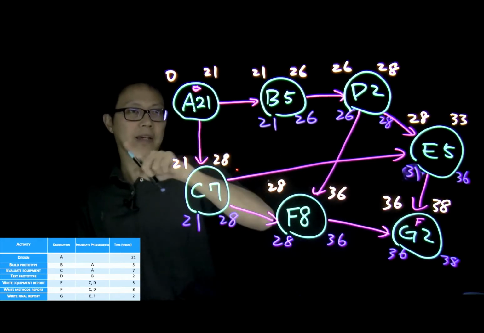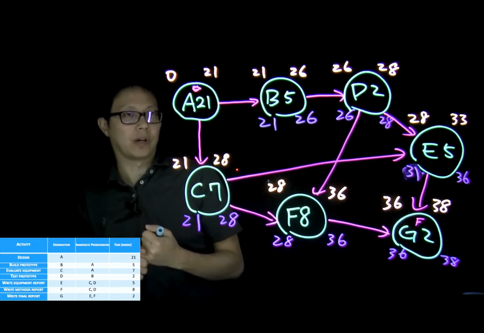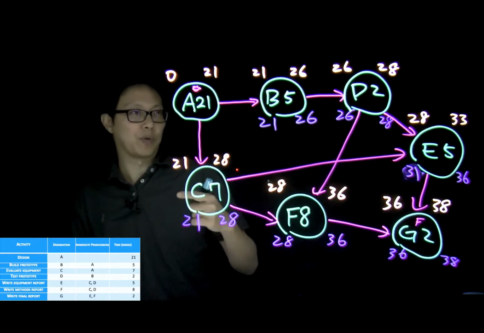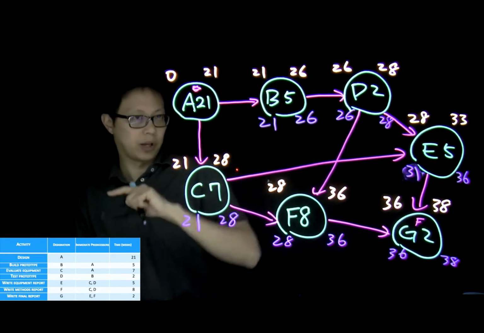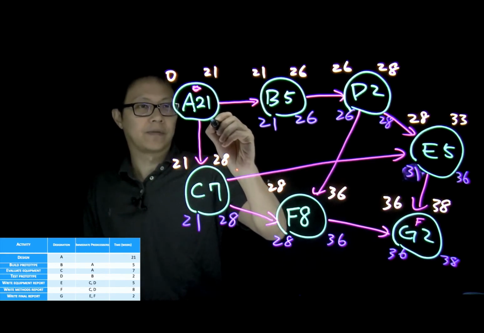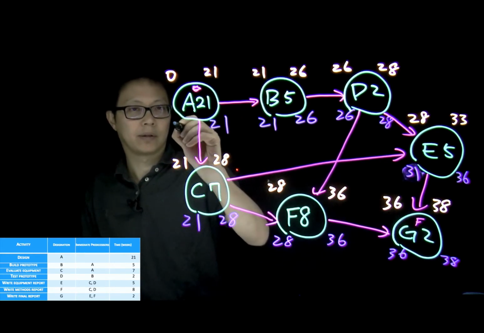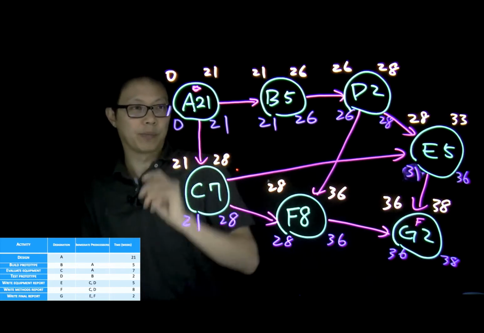Similarly, for A, we need to make sure we finish work on A before time 21 here and time 21 here. So the latest finish time will be 21. The latest start time will be 0.